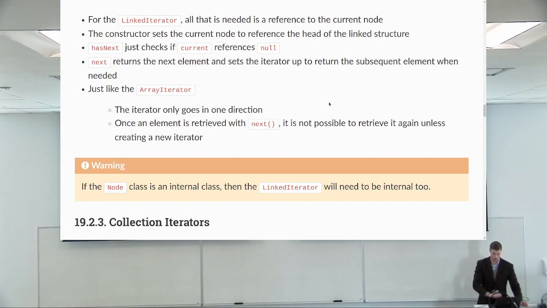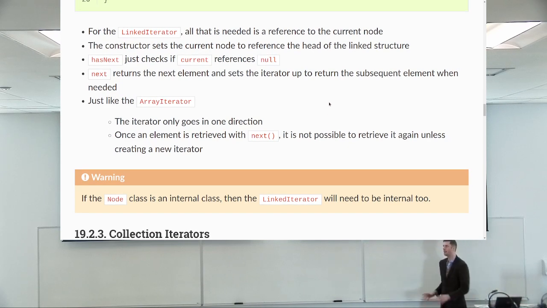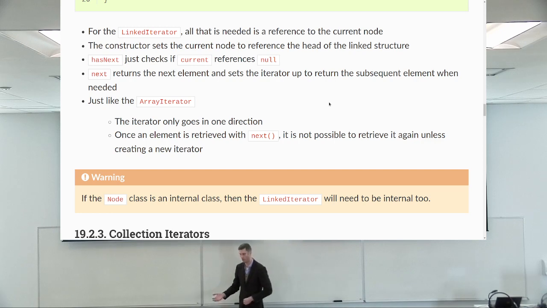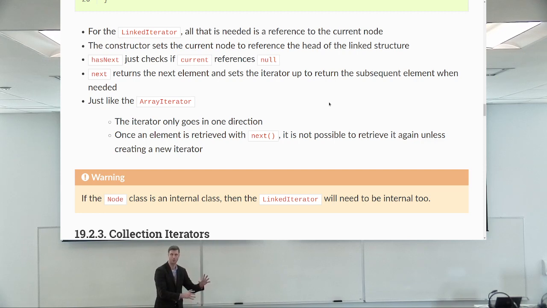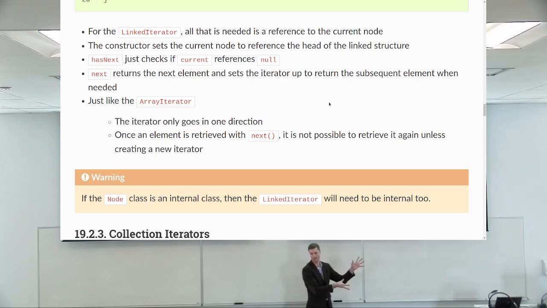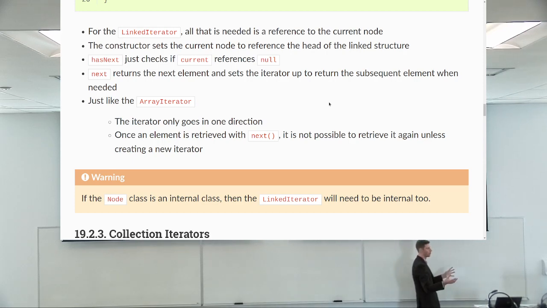Oh yeah, here's a note. If I have a collection that I'm writing, like let's say the linked queue, and I made my node class an inner class, a private one that existed within the linked queue class, not a standalone class, this iterator would also need to be a private internal class as well, just as a warning.